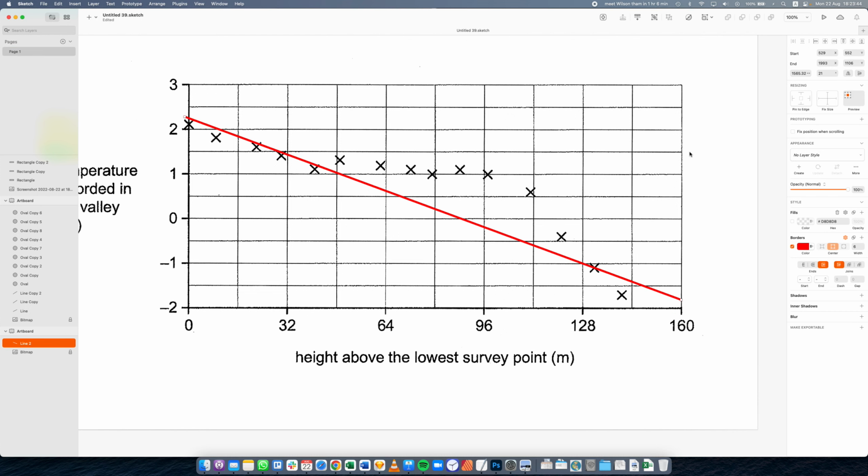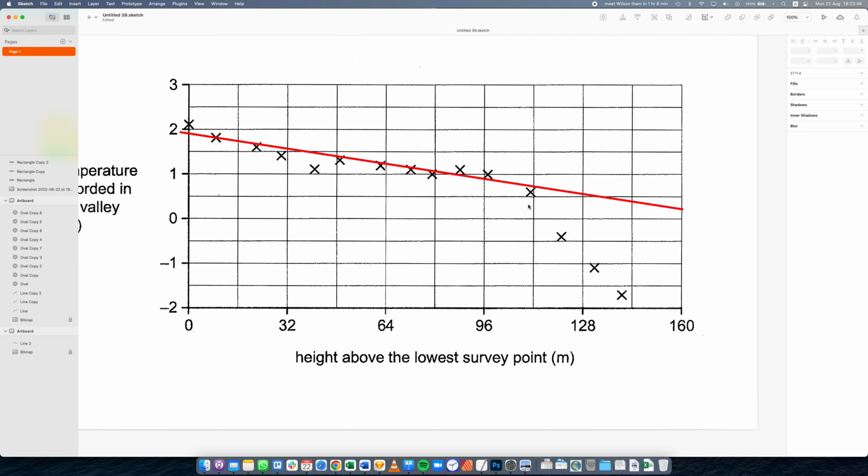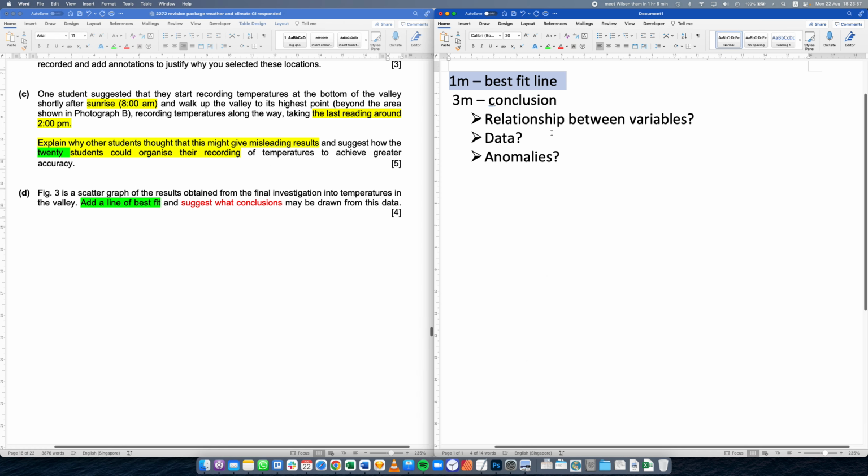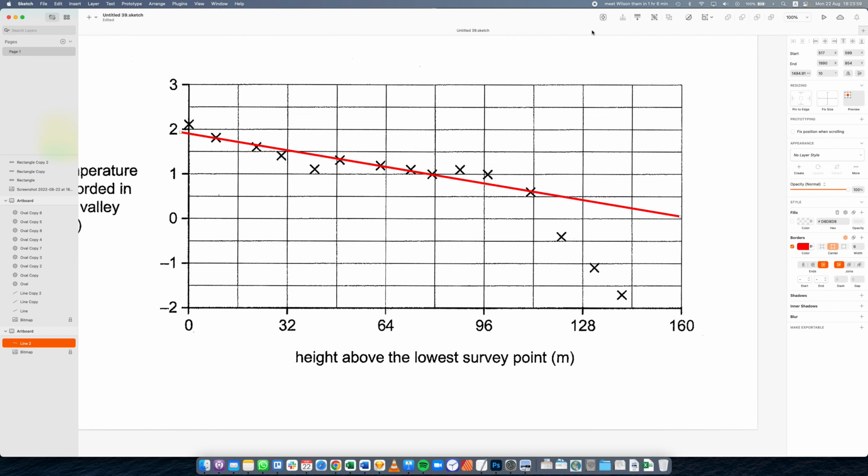But for me, we should try to go for as many points as possible. So for this case, only 3 points are anomalous. So then what can I do to conclude? This is the first one for the best fit. In the next part, I'll talk about the conclusion.